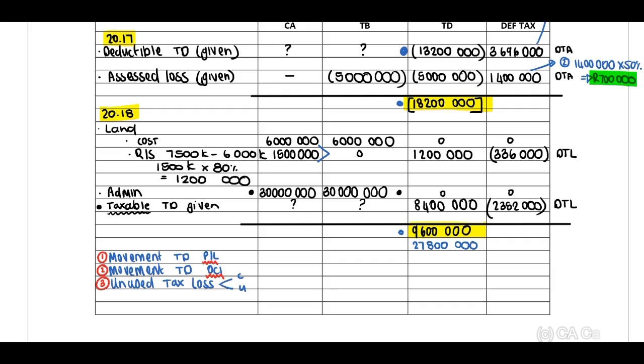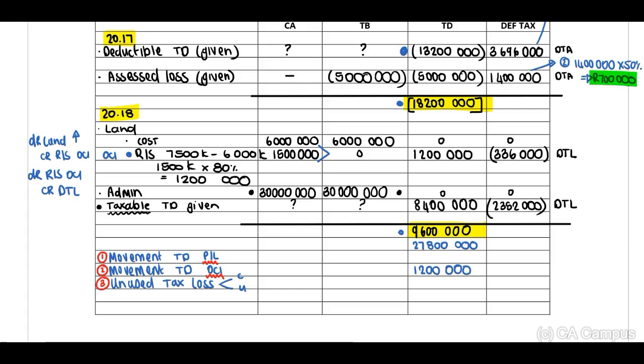Remember, when we recognize a revaluation surplus, this relates to OCI. Why? You will have to debit your land with the value being increased, credit your revaluation surplus, OCI, debit the revaluation surplus, OCI, and credit your deferred tax liability. Therefore, this 1.2 million relates to the movement of our OCI.